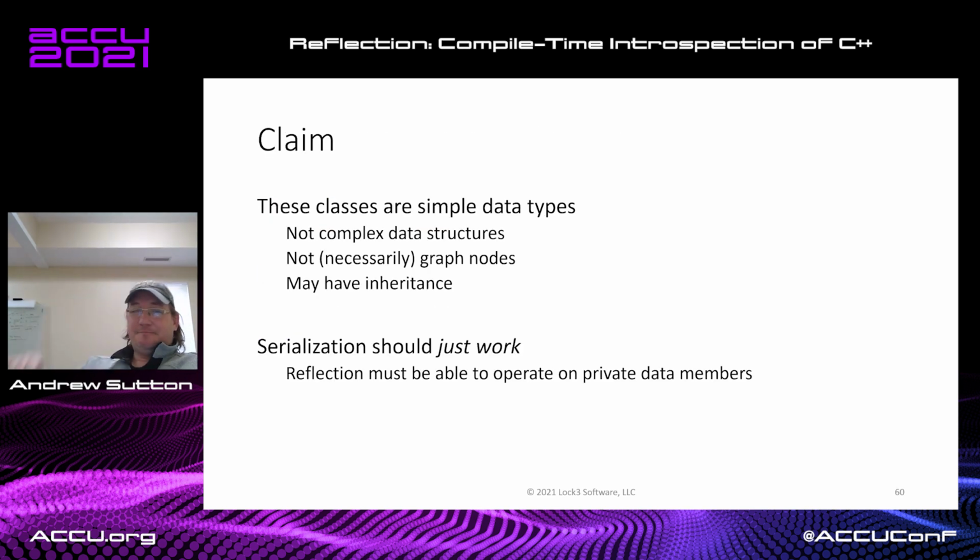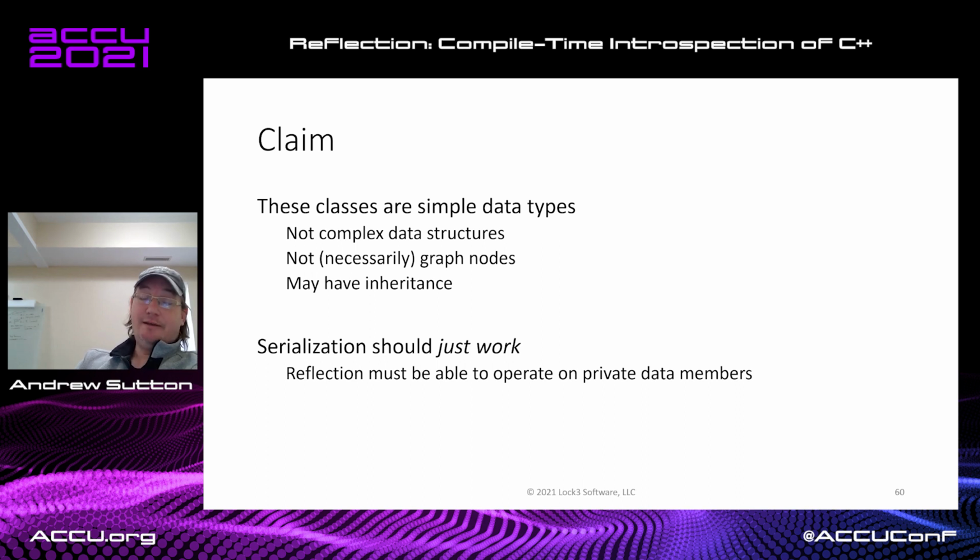All right. So my observation is that these classes are simple or basic data types. They're not complex data structures. They don't have any indirection in them. Maybe they do, but the examples here don't. They're not really like nodes and graphs, which makes serialization kind of hard. They might have inheritance involved. So my hope, my claim, my desire is that serialization should just work with these things. Right? I don't want to write any additional code just to serialize this into a JSON. And the implication of that, of course, is that reflection must be able to work on private data members.